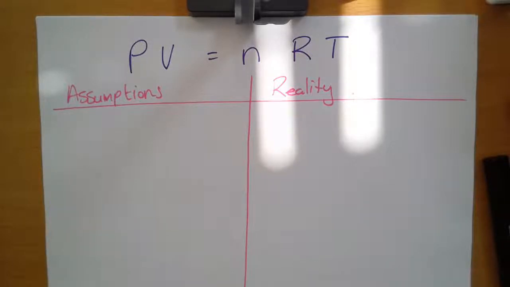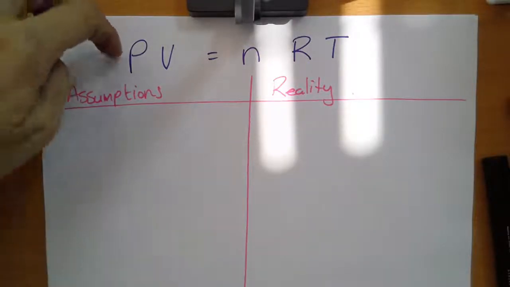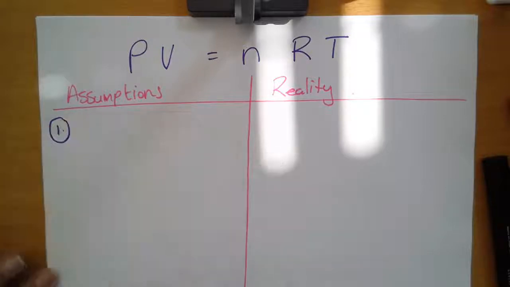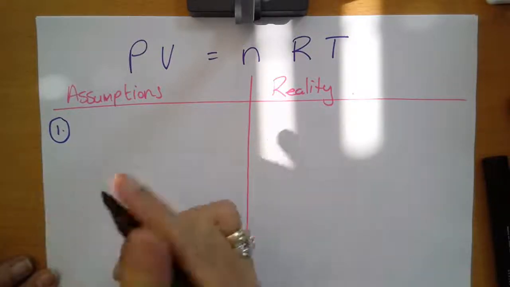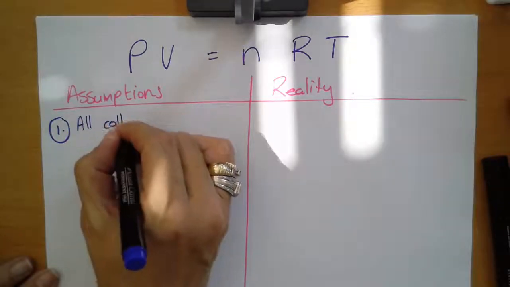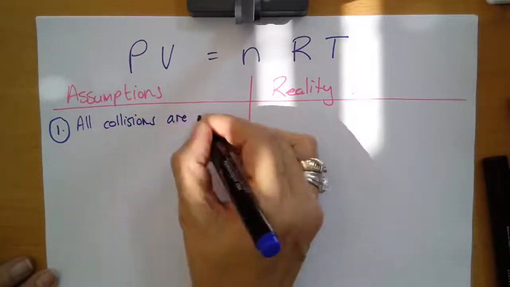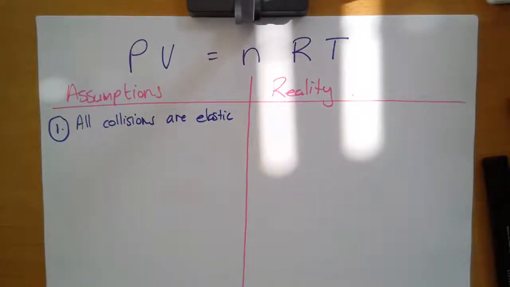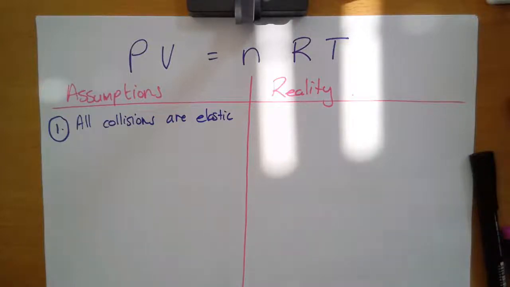So you must be able to look at the assumptions and say the assumptions are, for example, your ideal gas theory. Assumptions are the ideal gas theory. What are we assuming about them? Reality is what's actually going to happen in reality. So one of the assumptions that we make about gases is that all collisions are elastic. That's an assumption.